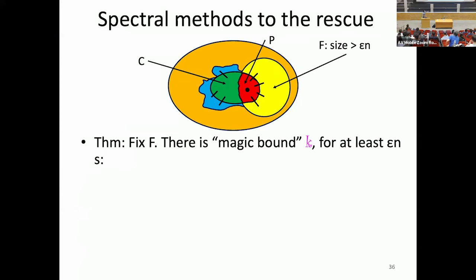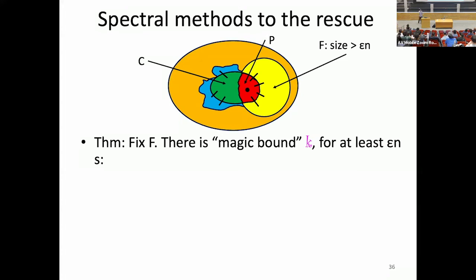There is a magic bound K. I wanted to show that this was magical, but because I have two daughters, the only way I can do that is to color it in pink, right? And to me, pink is magical. So that's why it's in pink and in squiggly letters. So there's this magical bound K, so that for at least, just think of it as at least some number of vertices comparable to F.